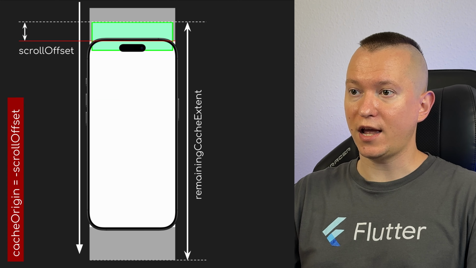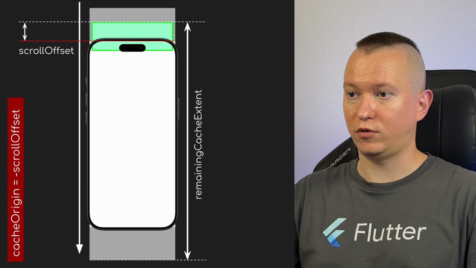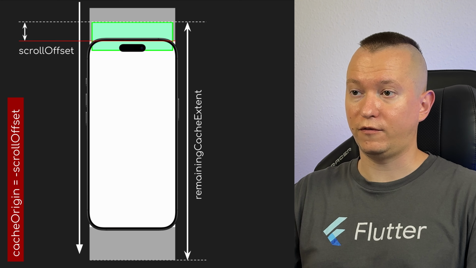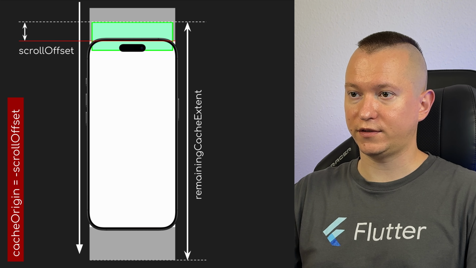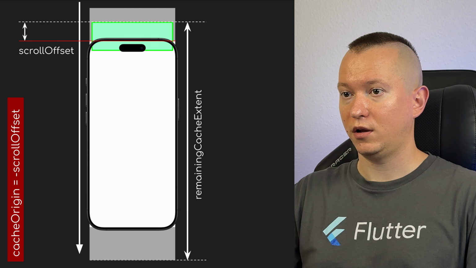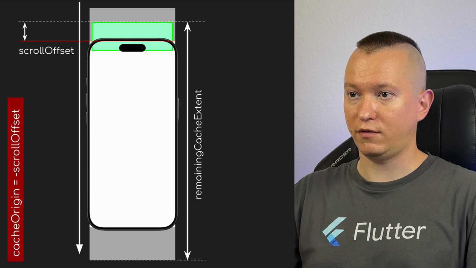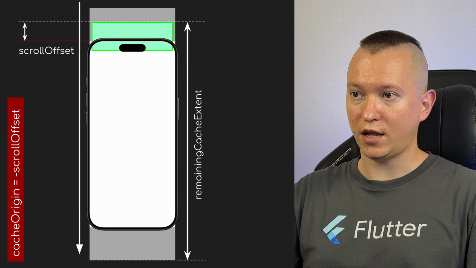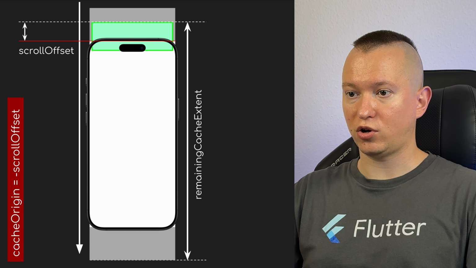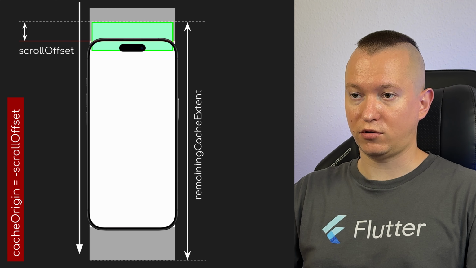Now we can see a case when the sliver is moving out from the visible part of the viewport. The first visible part of the sliver is marked by this red line, and the scroll offset shows how far this first visible part of the sliver has moved. Since remaining cache extent starts from the leading edge of this sliver, cacheOrigin is minus scroll offset.